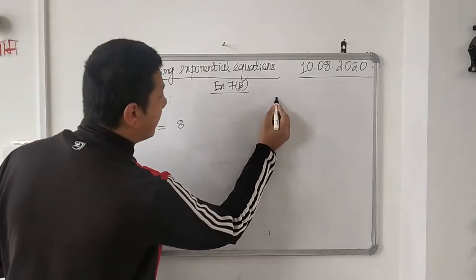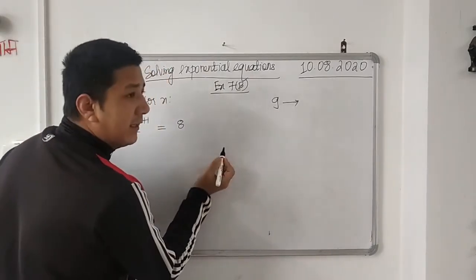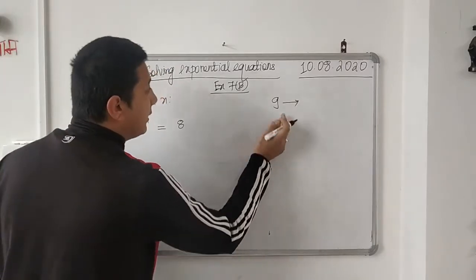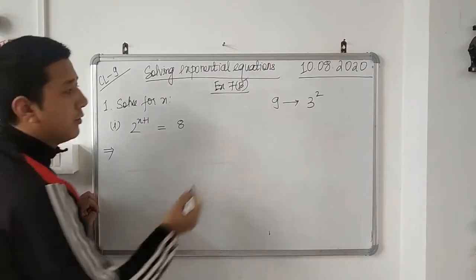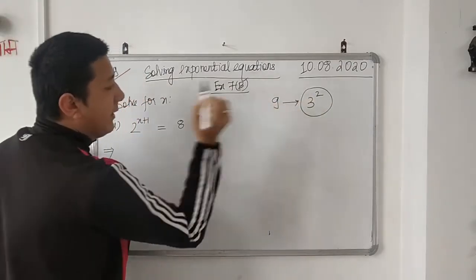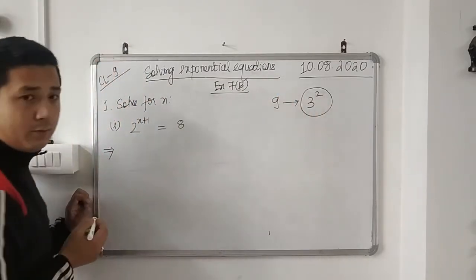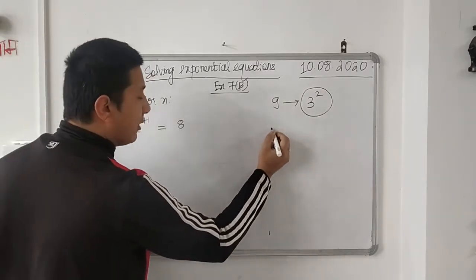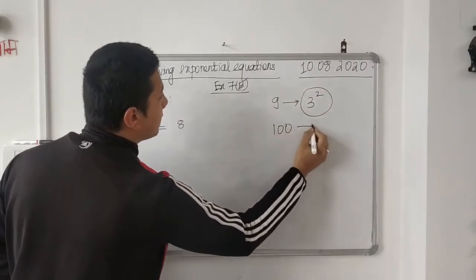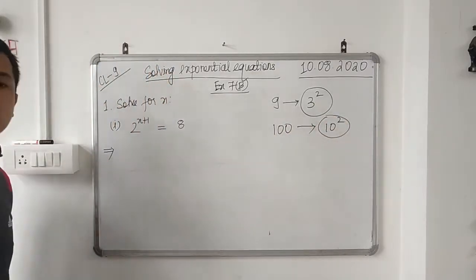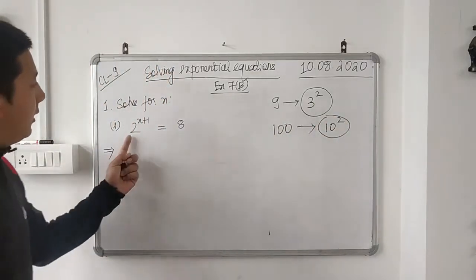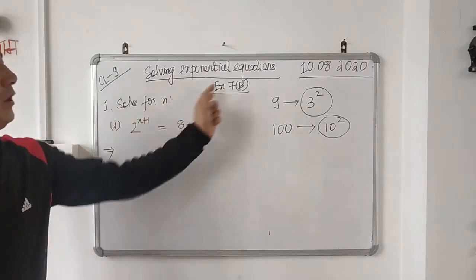For example, 9. What is the exponential form of 9? If you're asked, then the exponential form of 9 is 3 to the power 2. Okay, so this is your exponential form of 9, where 3 is the base and 2 is the power. Suppose if I say what is the exponential form of 100? Its exponential form is 10 to the power 2 and so on. Okay, so therefore we have to solve these exponential equations.